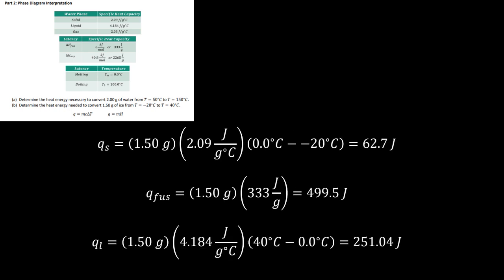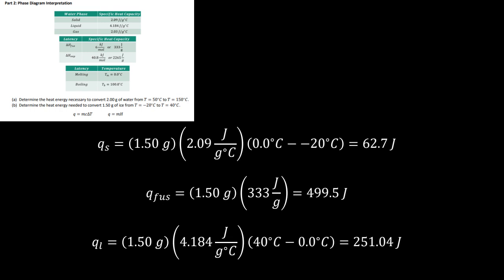Here we are asked: what's the heat energy needed to convert 1.5 grams of ice, starting at a temperature of negative 20 degrees Celsius, to a temperature of 40 degrees Celsius? Since we're raising the temperature, we should end up with a positive value of heat added. If we were actually lowering the temperature, then our final answer would be negative.